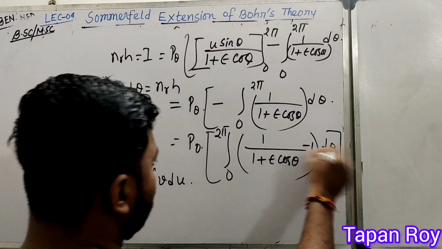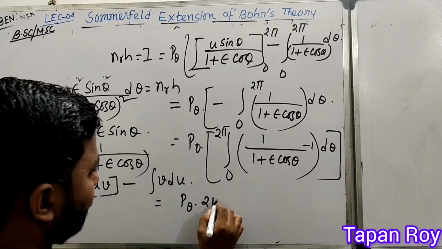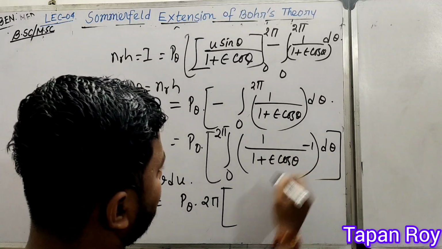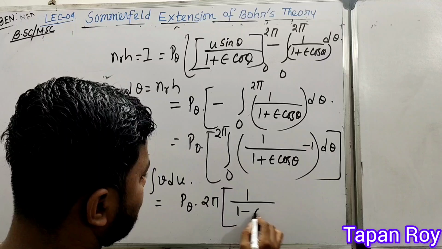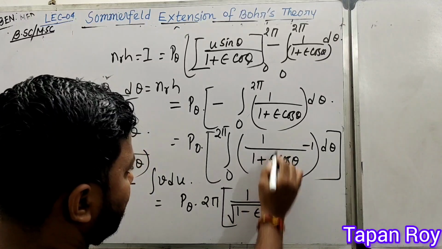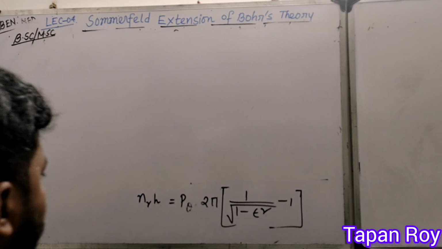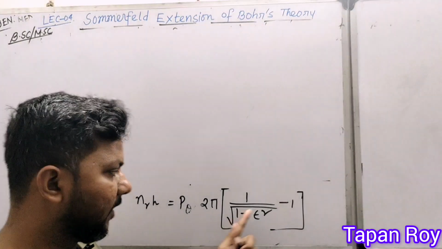Now if we evaluate this integration, we'll get p theta into 2 pi, and after that 1 by 1 minus epsilon square. So after solving this integration, minus 1. So this is nr into h equals p theta into 2 pi times this.